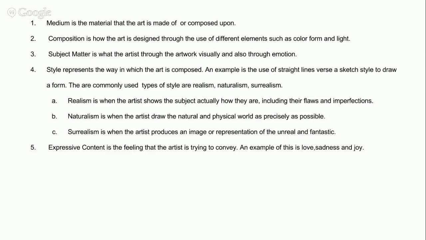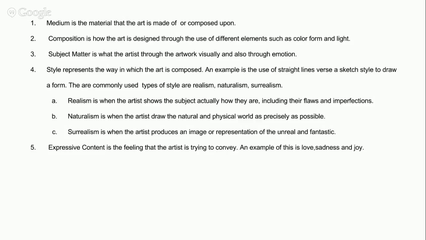Subject matter is what exactly the artist is trying to get through to you. Through the use of composition, the artist could be portraying sadness, so the subject matter could be sadness, and it could be through the use of dark colors. It could be through the position of the sun. It could be the use of tears. It could be a lot of different elements, but the subject matter is really what the artist is trying to get through to you, and the style represents how they're going to get it through to you.